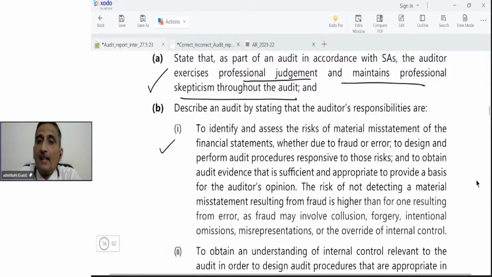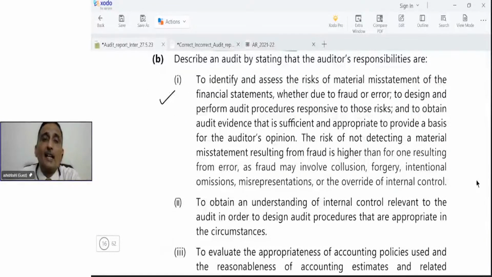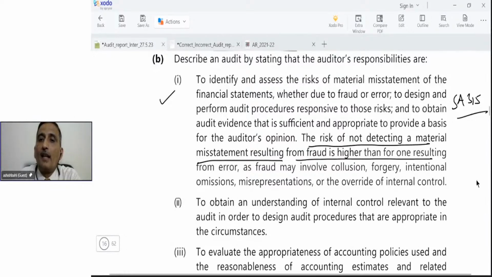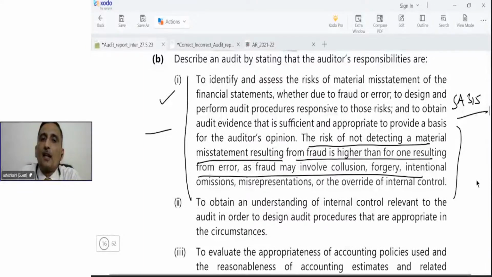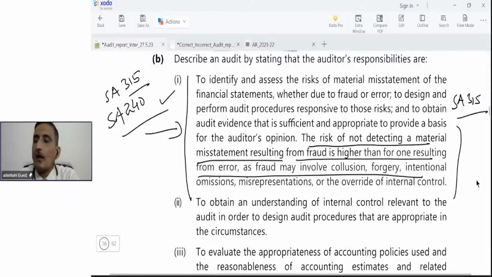These responsibilities are specifically provided to be stated: to identify and assess risk of material misstatement in accordance with SA 315, and that risk of not detecting a material misstatement resulting from fraud is higher than one resulting from error. These all things you have read in your chapter on fraud, SA 240, SA 315. क्या कुछ स्टूडेंट्स माइंड में कुछ पिक्चर चल रही है, कुछ याद आ रहा है? SA 315, 240 फैमिलियर चीजें याद आ रही हैं?